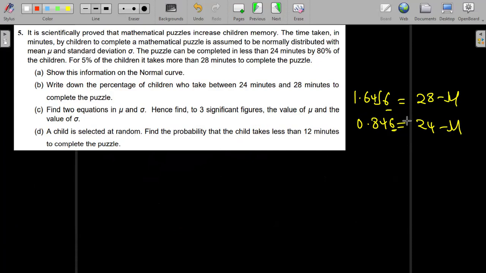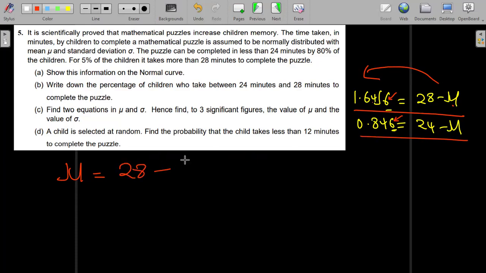All right, so we can make mu the subject of the formula here and then place it into the other equation to solve for their values. So this is the first equation, this is the second equation. My handwriting is bad. So let's make mu the subject of the formula. Mu is equal to 28 minus 1.645 sigma.